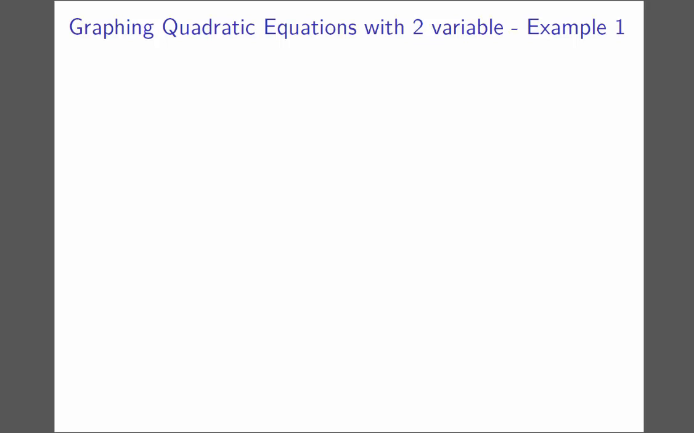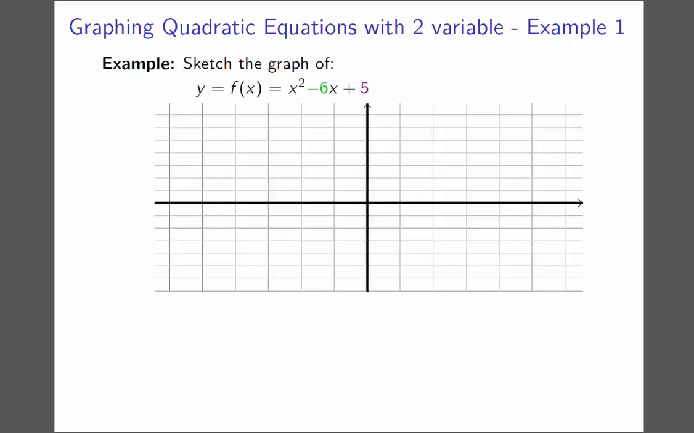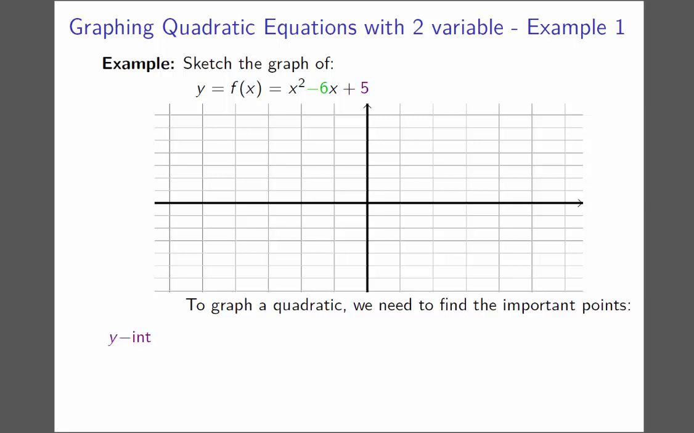In this example, we want to sketch the graph of the function y equals x squared minus 6x plus 5. Remember, to graph any quadratic, we need to find the most important points: the y-intercept, the x-intercepts, and the vertex. To get the y-intercept, we look when x equals 0.